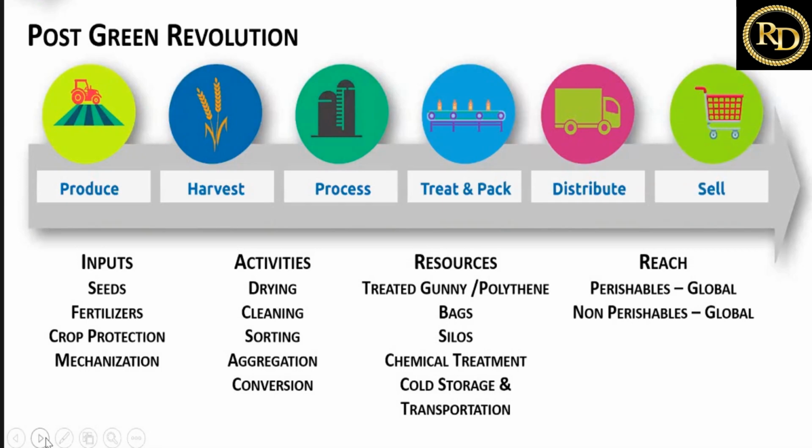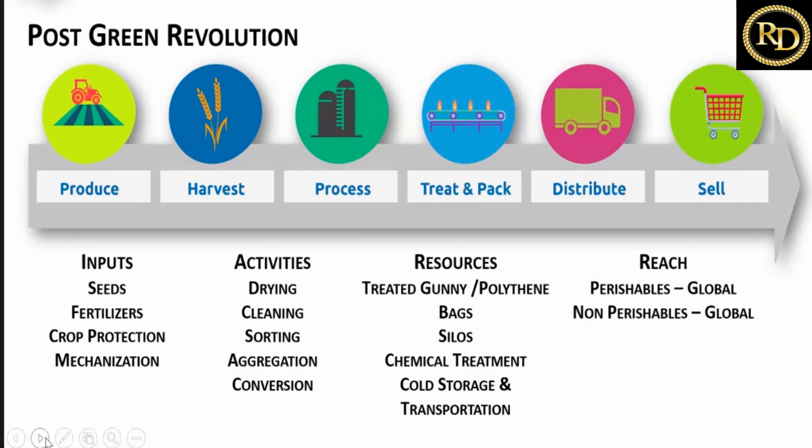Post Green Revolution, things have changed substantially. The input use has increased from just human beings, animal waste, and water. It is now seeds, fertilizers, and crop protection. While seeds were used in the past also, the seeds post Green Revolution were hybrid seeds, and in some cases, genetically modified seeds as well. Post-harvest activities have also increased, typically drying, cleaning, sorting, aggregation, and conversion, and resources from treated gunny bags and polythene bags to silos, chemical treatment, cold storages, and transportation.